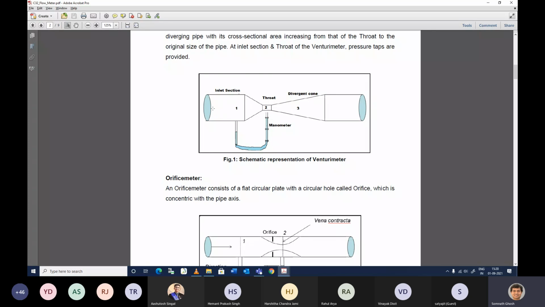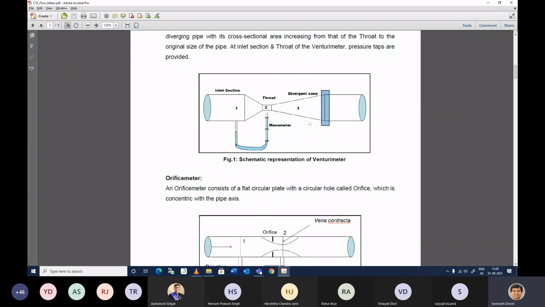Now here, this cross section will be similar to the original pipe cross section. Then it will gradually reduce and have a converging cone-like structure. Then you will have a throat section which has a constant cross section, and then another diverging cone that will be connected, and the end of the diverging cone will be connected with the main pipeline.